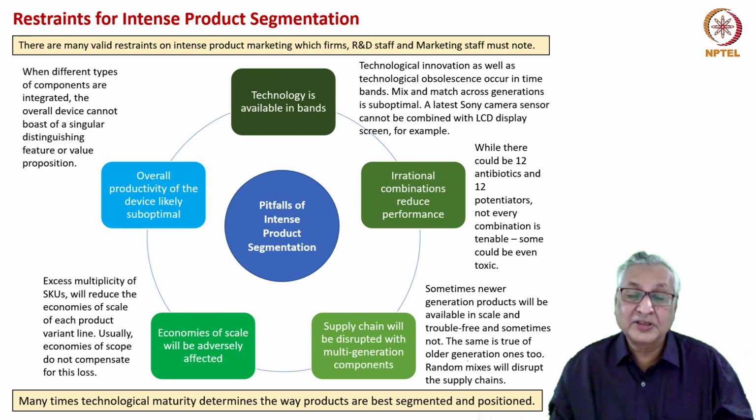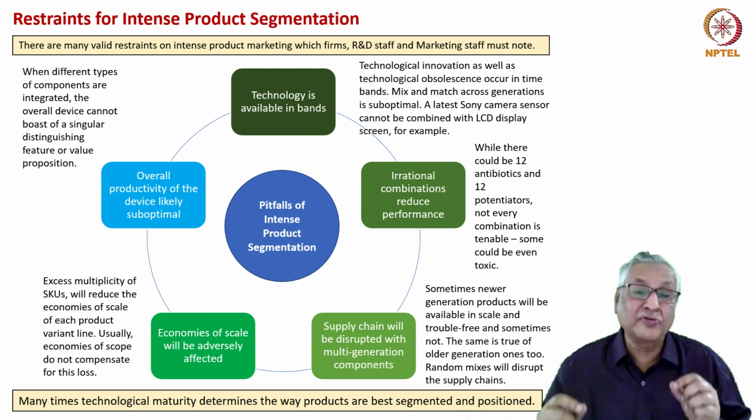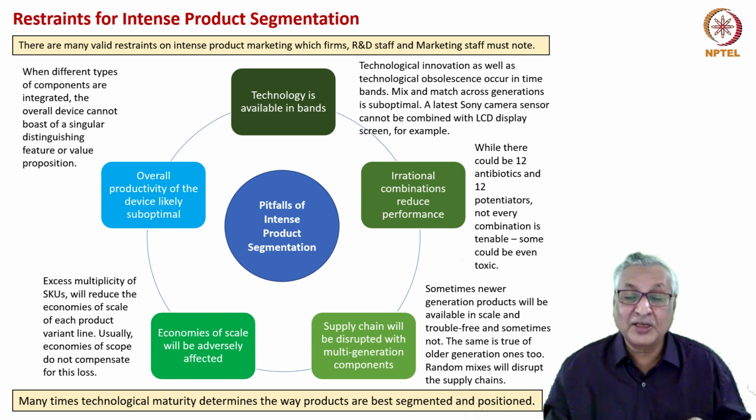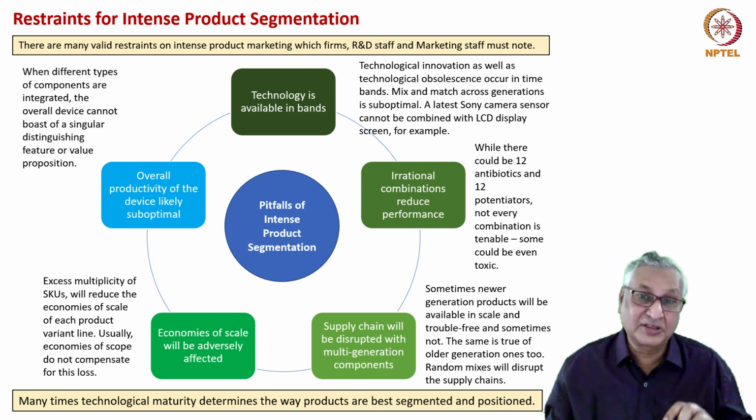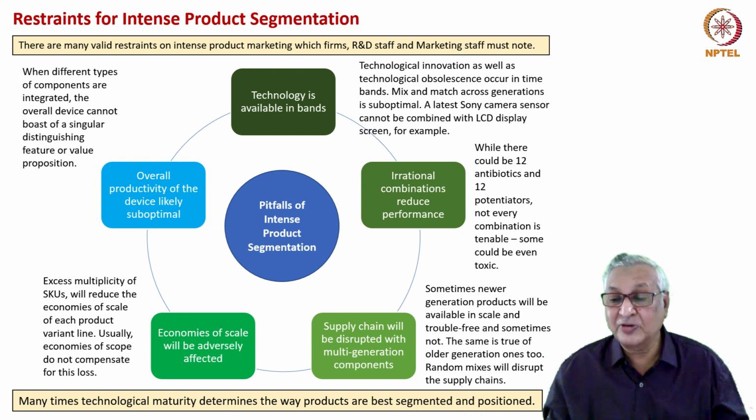The third one is that supply chain will be disrupted with multi-generation components. That is, supply chain is tuned for volumes and then we will get efficiency. If you have supply chain which is disrupted with multi-generation components, the overall cost economics of the development and manufacture will be impacted. Sometimes newer generation products will be available in scale and are trouble free, and sometimes they are not. The same is true of the older generation products as well. However, if you randomly mix these generational products, you will not be able to get optimal supply chain movement.